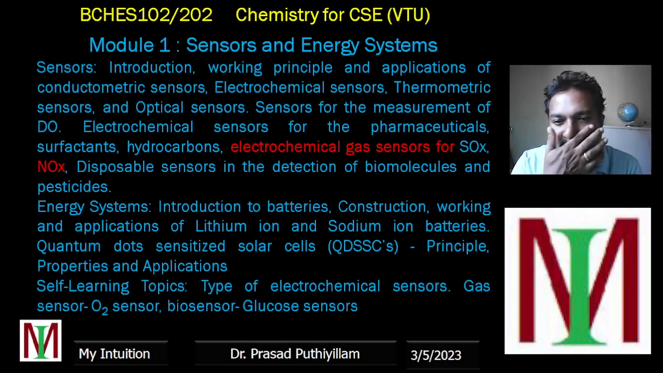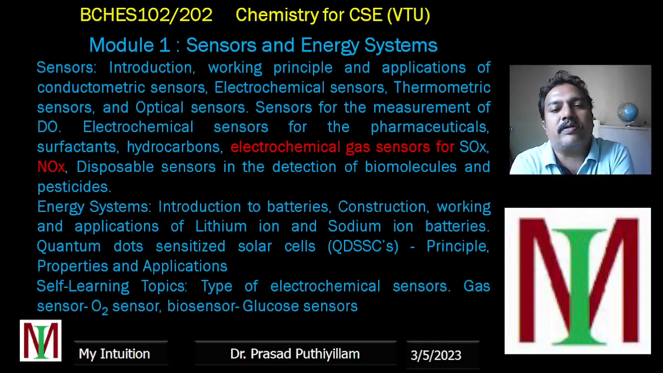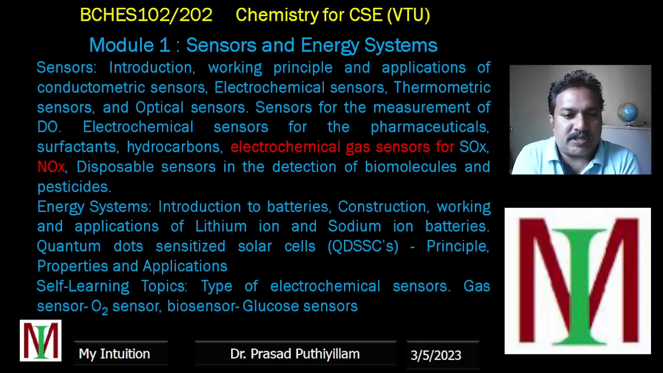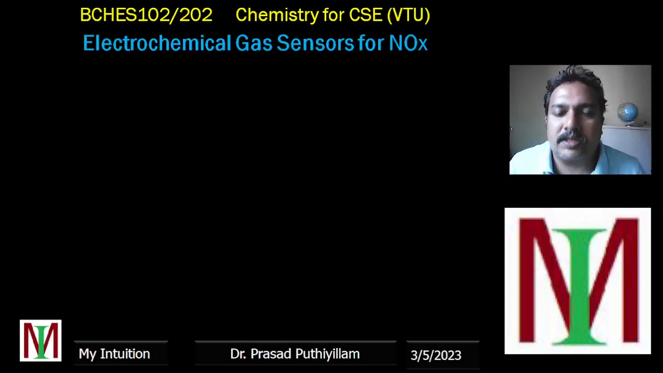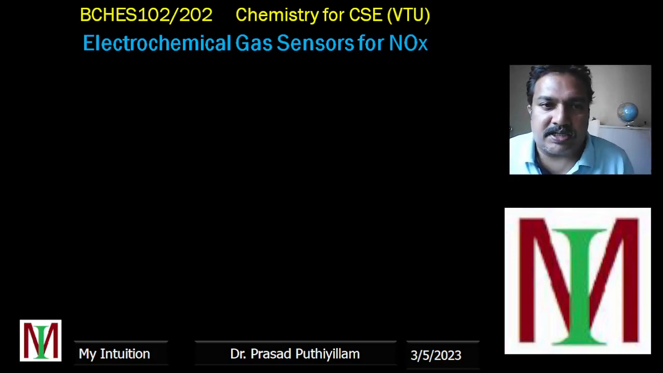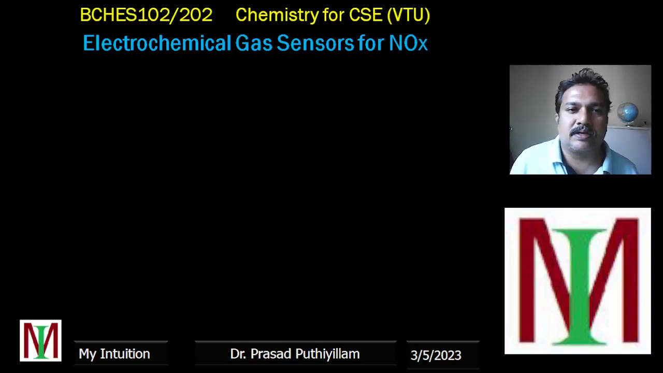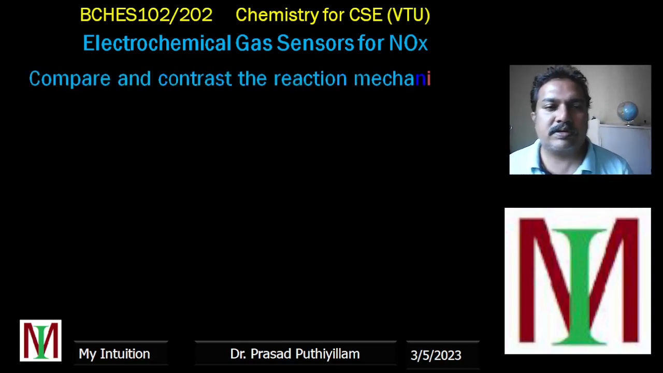In the previous class I covered electrochemical gas sensor for oxides of sulfur. In this video I'm covering electrochemical gas sensor for oxides of nitrogen. Next one is disposable sensors. The syllabus is given there. Only the syllabus scheme was changed; the syllabus did not change recently. This year it was changed, but very recently the subject code got changed to BCHES102. Electrochemical gas sensor for oxides of nitrogen.